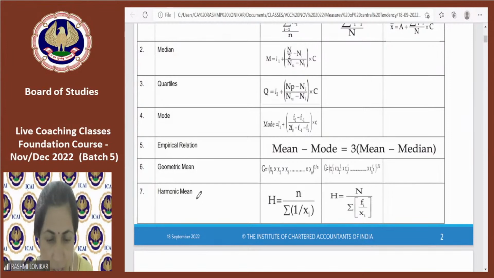And then we have the harmonic mean. So in harmonic mean, we have n upon summation 1 upon xi. Or when there is frequency given, then we have summation fi upon xi. So for that observation, that frequency divided by that observation plus next frequency divided by next observation. Okay, that way we add them up in the denominator. And n is what? N is summation f.